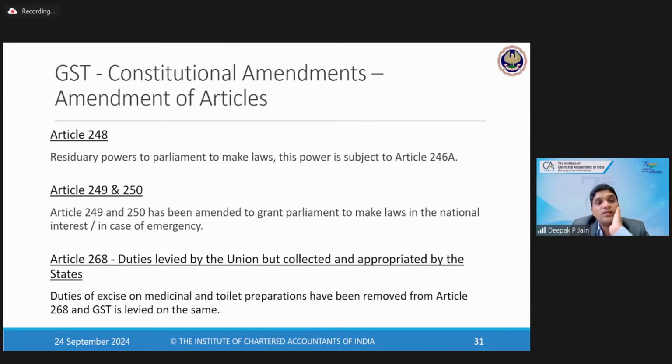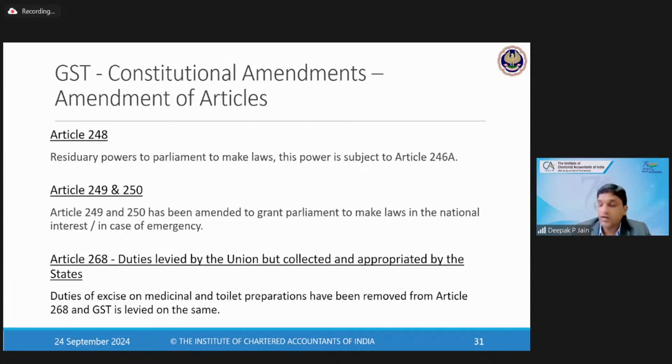Next is Article 248, which gives the residuary powers to the Parliament to make laws. Now, this is subject to 246A. मतलब GST का तो आपको पावर आर्टिकल 246A में ही रहेगा. उसके अलावा कुछ चाहिए तो आर्टिकल 248 में Parliament can make laws.